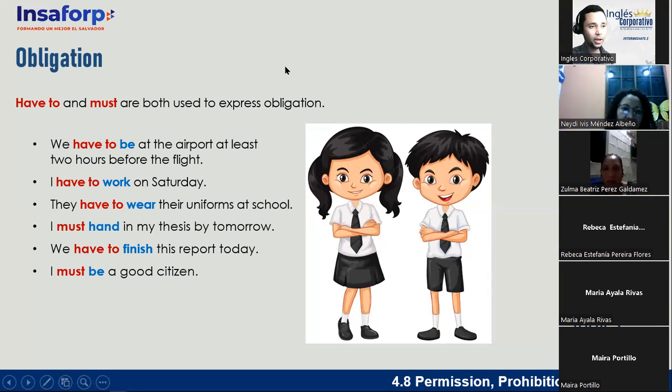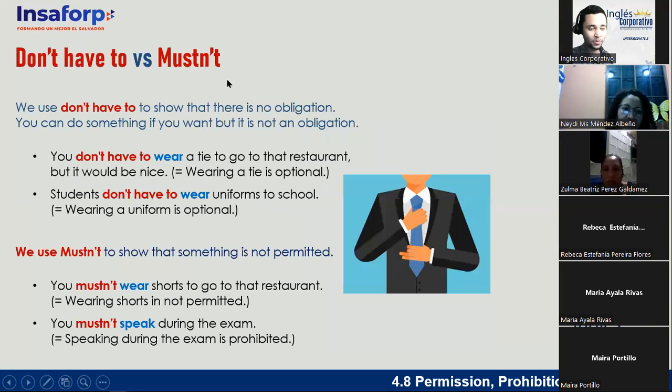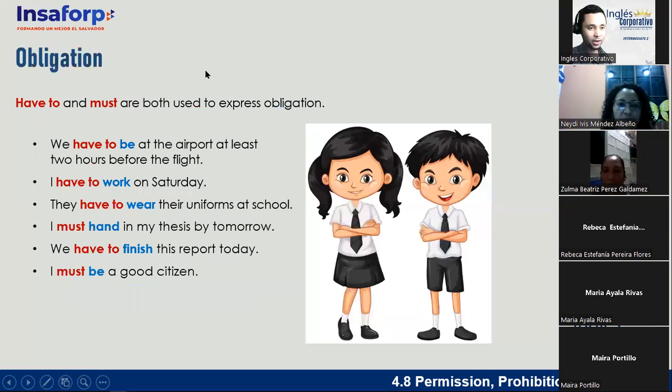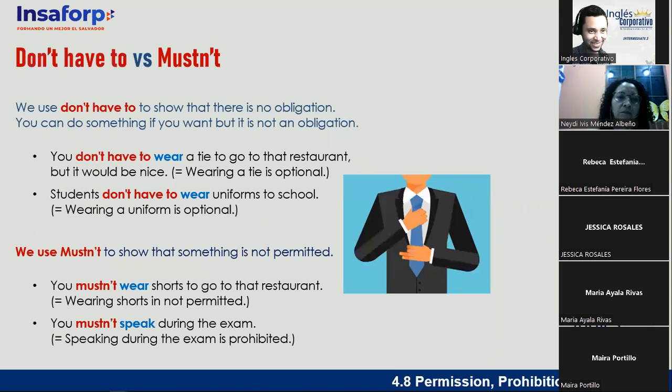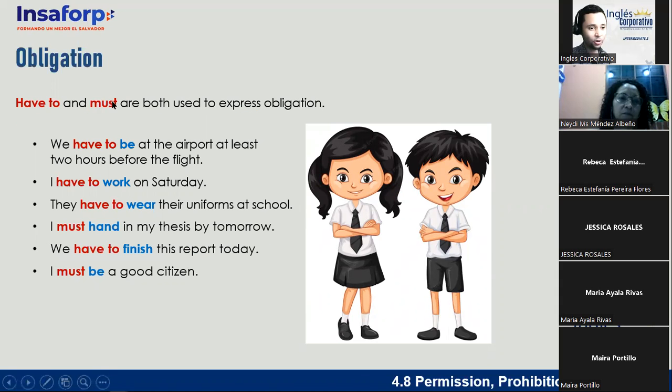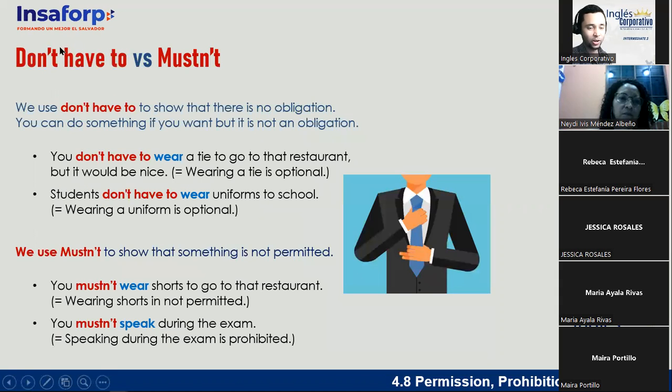We have studied obligation. We have to cover this too. Look. Don't have to versus mustn't. Mucho cuidado acá. Fíjense bien. Si decimos que para obligación vamos a ocupar have to y vamos a ocupar must, podríamos fácilmente deducir que sus formas en negativo significan exactamente lo contrario. Pero no es exactamente así. Fijémonos bien. Existe don't have to y existe mustn't. Pero no son exactamente lo contrario a have to y must. Ya vamos a ver cómo funciona.